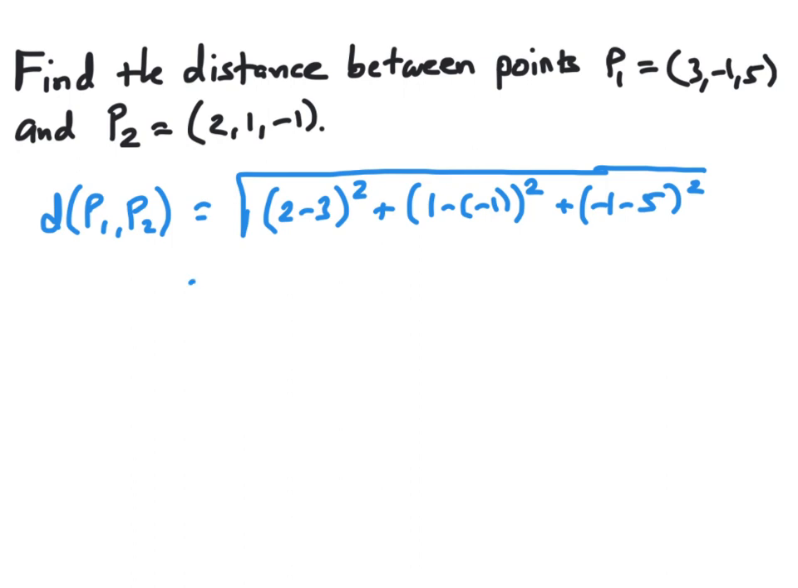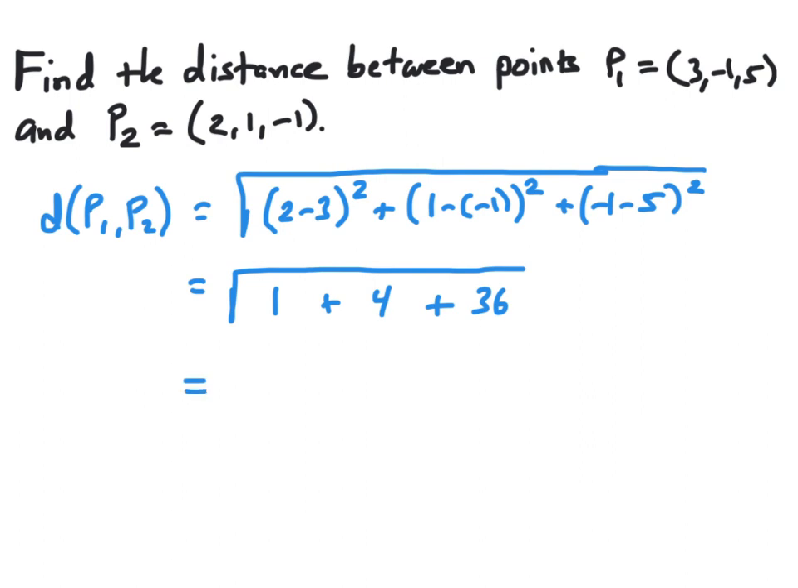We then just need to do the arithmetic. Here we have 2 minus 3, which is -1 squared, which is 1. We add to that 1 minus -1 squared, which is 2 squared, or 4. And the last term here is -1 minus 5 squared, which would be -6 squared, or 36.